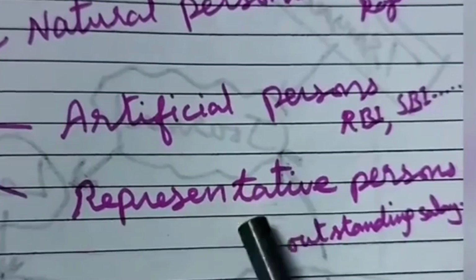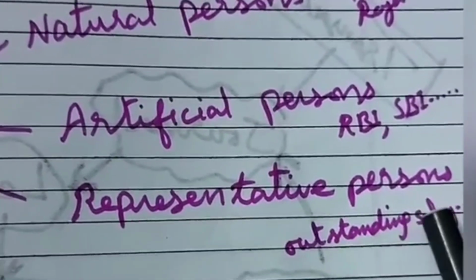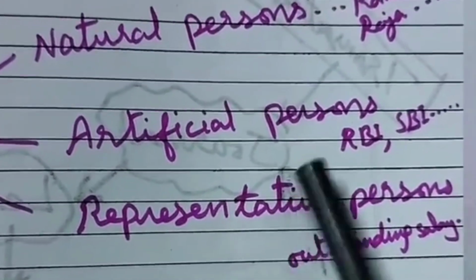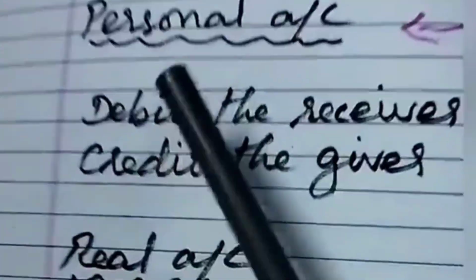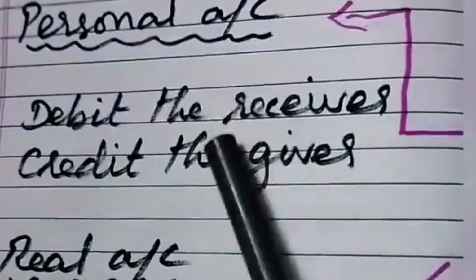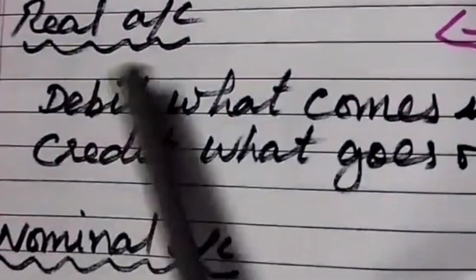Then representative person means there is outstanding salary, prepaid expenses, like that. Some items will come under representative persons. So personal account means always all the names will come. That's all. Okay, then real account.